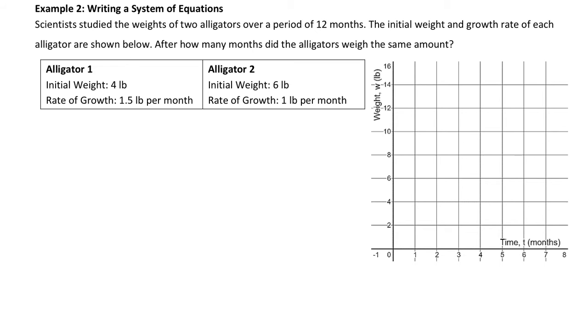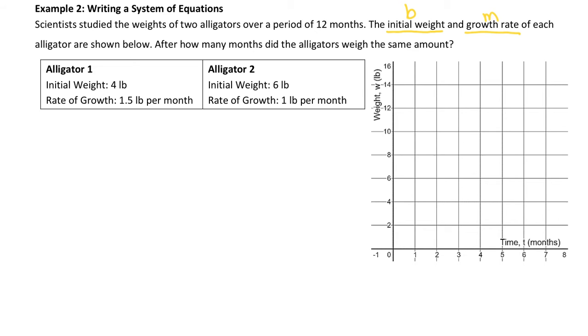So in this example, scientists studied the weights of 2 alligators over a period of 12 months. The initial weight and growth rate of each alligator are shown below. After how many months did the alligators weigh the same amount? So the thing here is we have an initial weight, a starting value, and a growth rate. So we essentially have a y-intercept and a slope. So we can write these equations in that y equals mx plus b form.